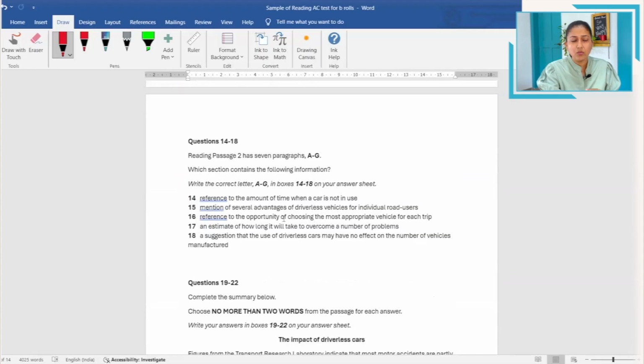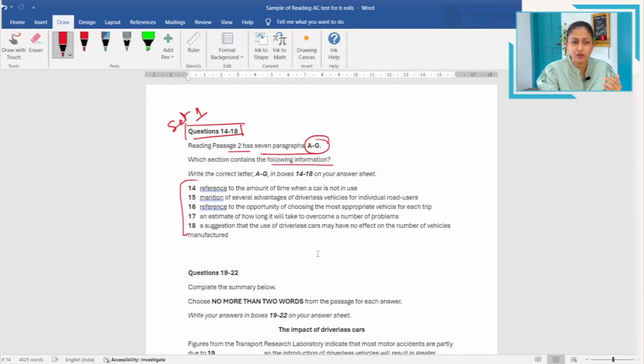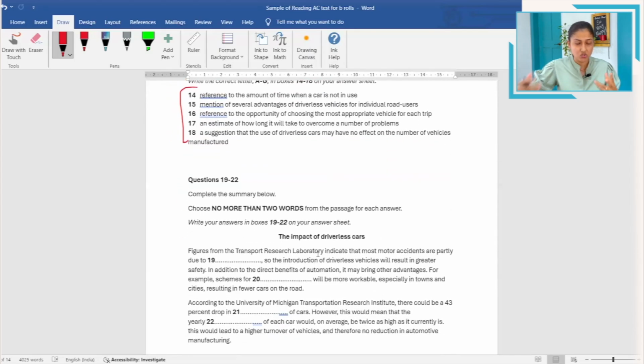Now what do I see? Questions 14 to 18. This is set 1 for this passage. It says reading passage 2 has 7 paragraphs, A to G. Which section contains the following information? So this information is given to you, and you have to find which information matches with which section. We'll understand how to do that, but for now, let's just look at it, that there are different sets of questions.